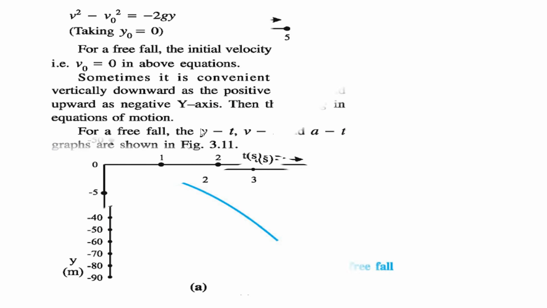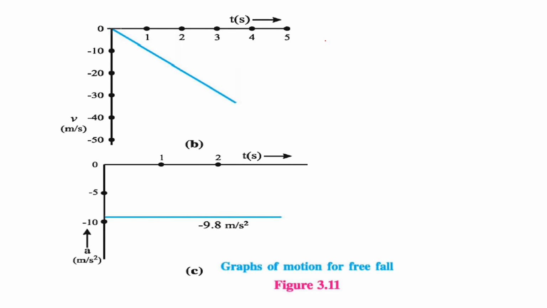Now, because dv by dt is nothing but acceleration, and since it is always 9.8, we have a straight line like this for the vt graph. And how about the acceleration? Acceleration is always 9.8 meter per second square. So the at graph will always show you a straight line which is parallel to your time axis.